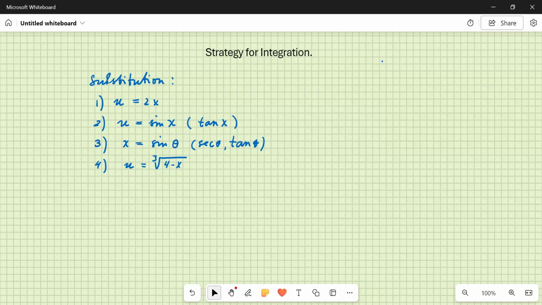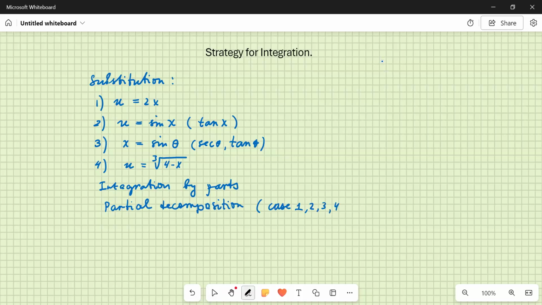What other methods did we learn? We learned integration by parts. And some integrals cannot be calculated by any other method than integration by parts. What other methods? Partial decomposition. Remember about rational expressions. We remember about cases. It's 1, 2, 3, and even 4, right?